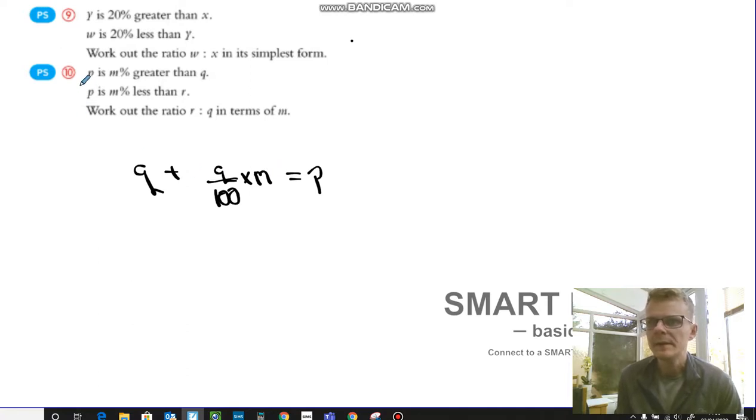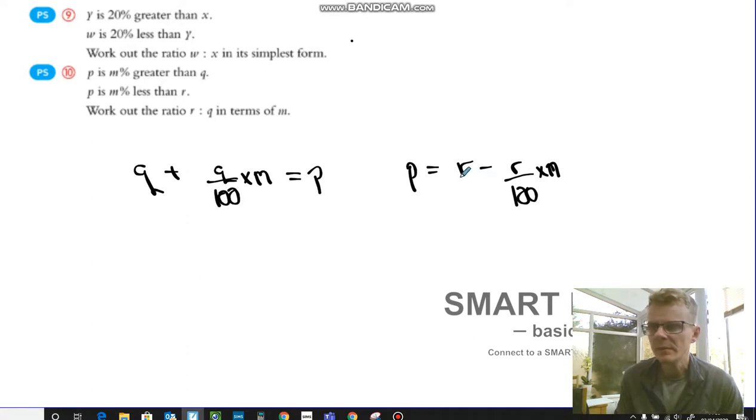So the next statement, p is m% less than r. So I take an m% away from r and I'll get p again. So this time p equals r minus r over 100 times m. So again I'd start with r, and then to find the percentage of m, divide r by 100 and times it by m.